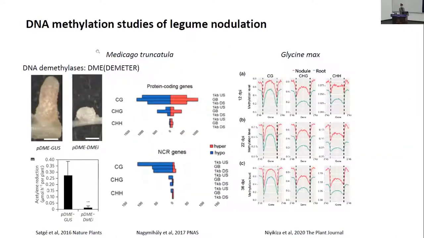So in DNA methylation, a mutant of the DNA demethylase inhibits the formation of nodules in Medicago and also inhibits nitrogen fixation in Medicago. And another paper double confirmed that hypoDMRs were found in nodulation related genes. And recently, a new paper was published showing that during the formation of nodules, DNA methylation was increased in Glycine max.